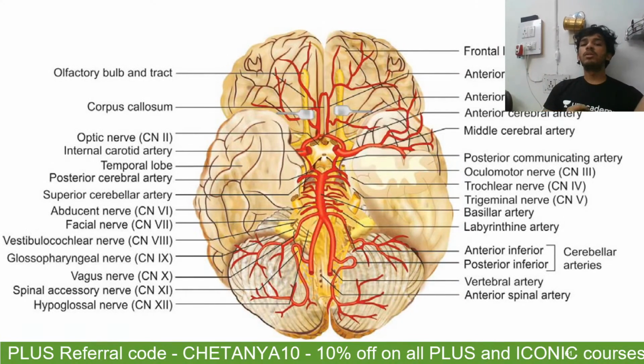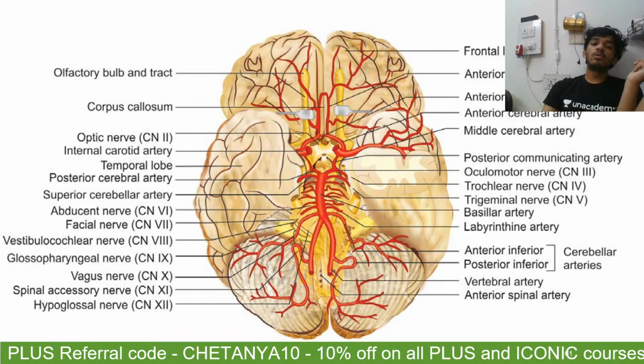Now this diagram is very important, remember it. Why? Because it is giving you the orientation of exactly how the circle of Willis is present on the actual surface of the brain. How is it actually present on the surface of the brain? And an important thing is that it also shows where all the cranial nerves are present.